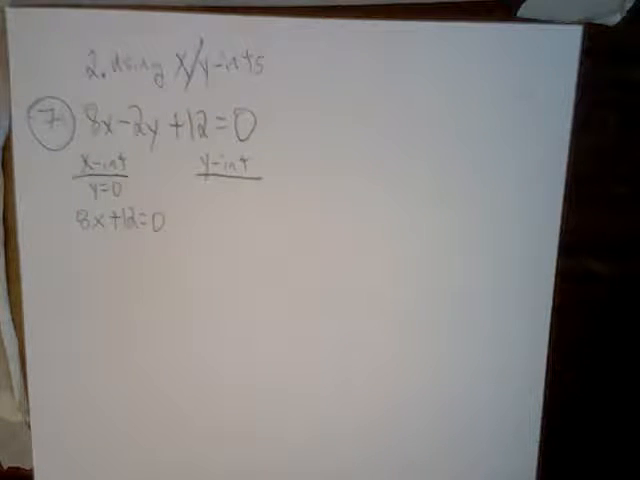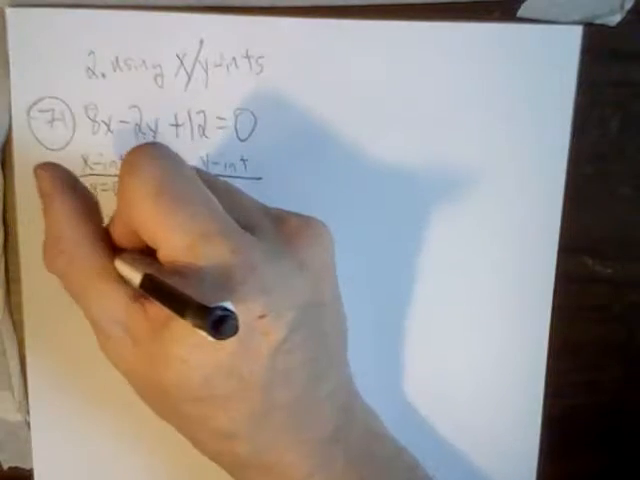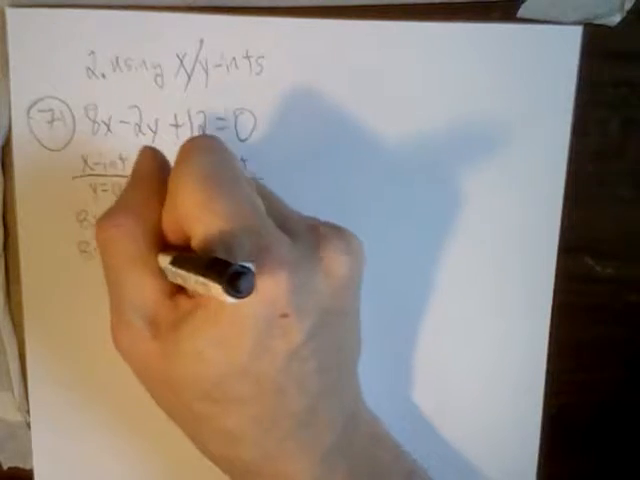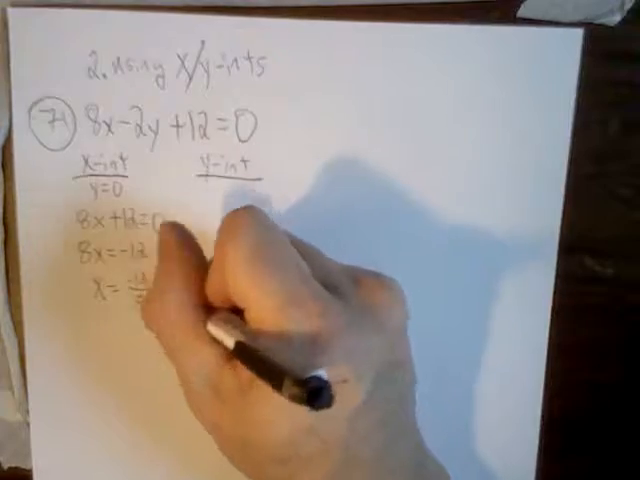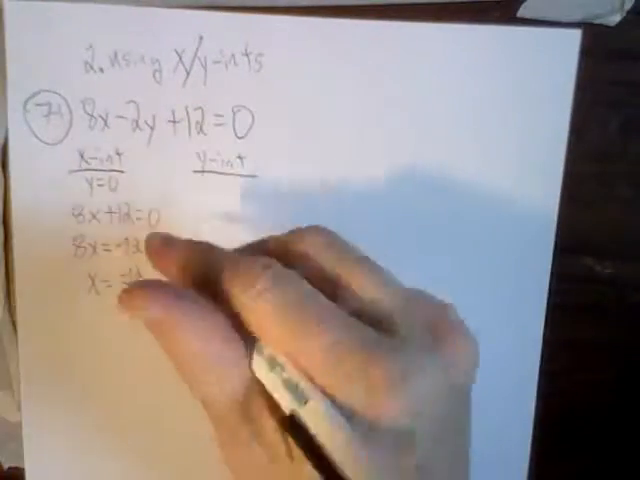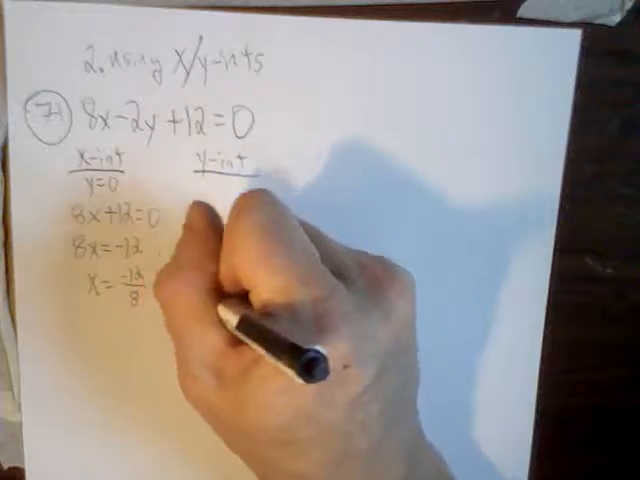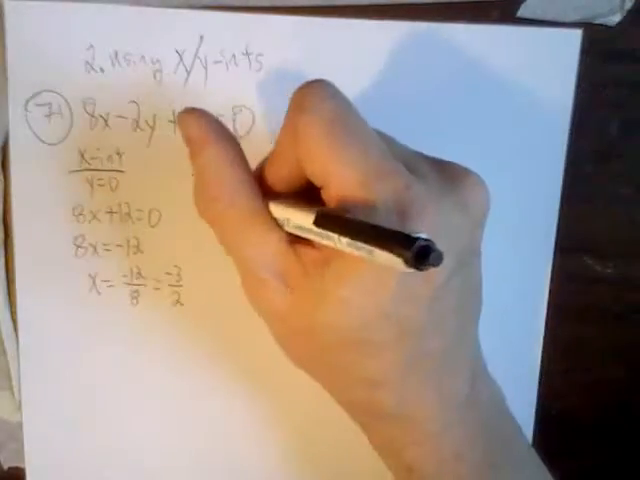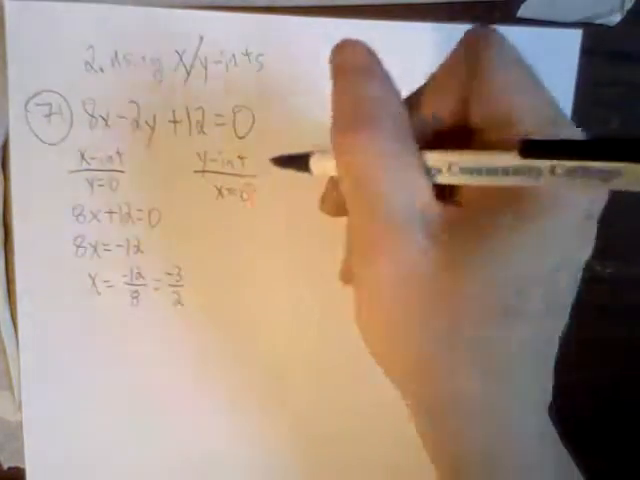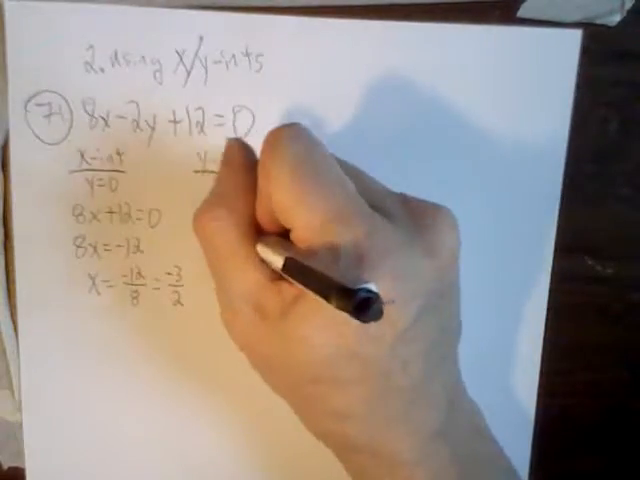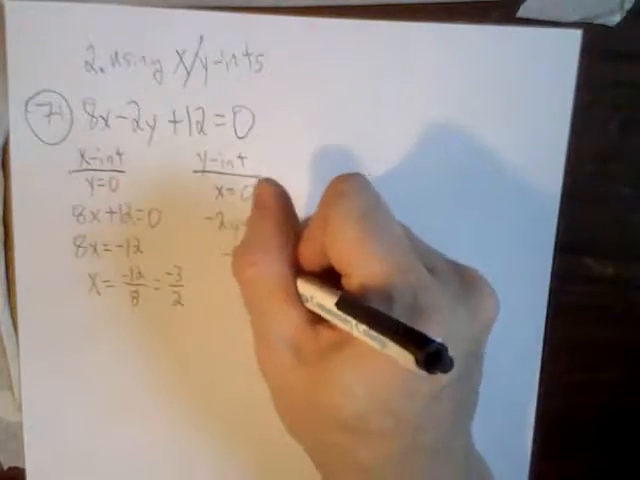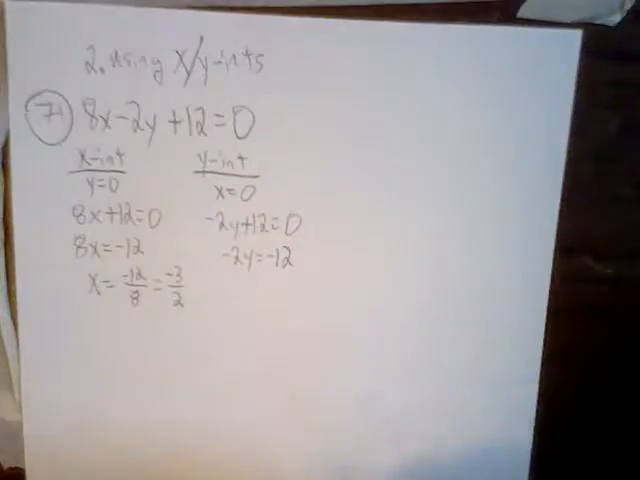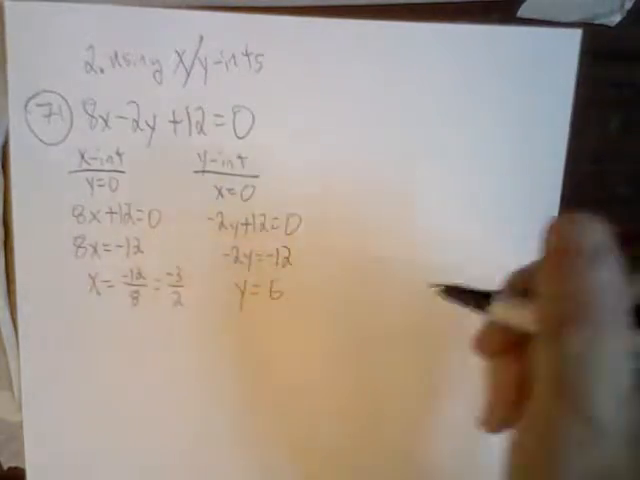And it looks like, did I screw that up? No, I'm good. 8x is negative 12, and then x is negative 12/8. Simplify that, so divide top and bottom by 4. So negative 3/2. Over here, the y-intercept, you let x equal 0, and then you'll have negative 2y plus 12 is 0, and that'll work out nice. Negative 2y is negative 12, and so y is just 6.